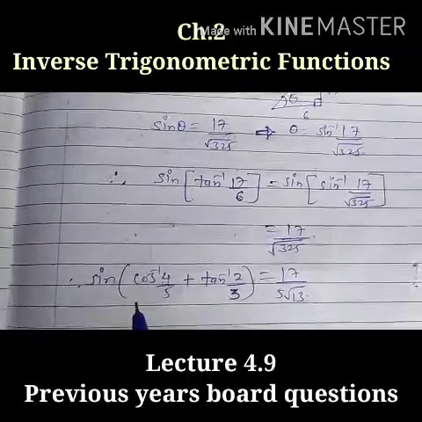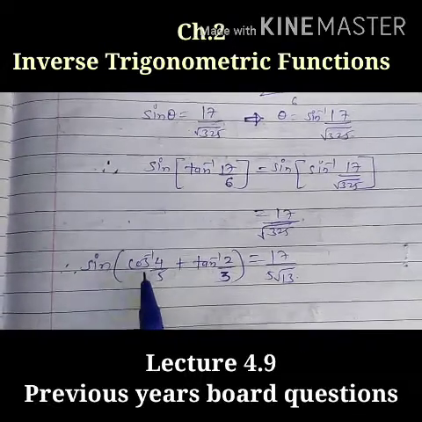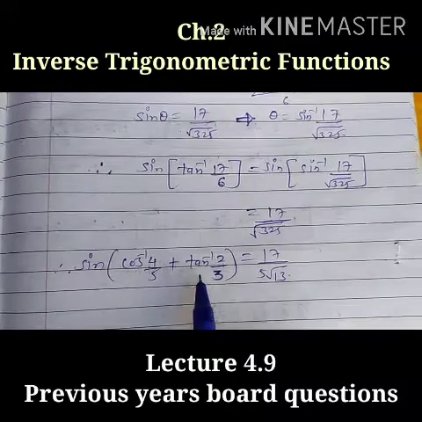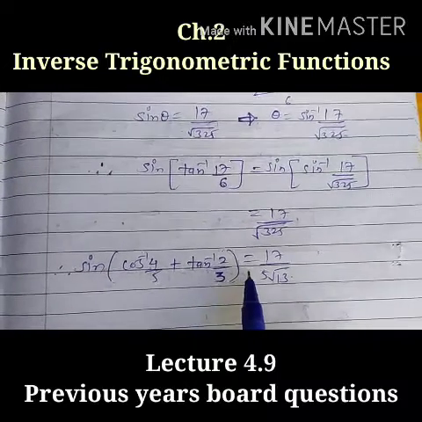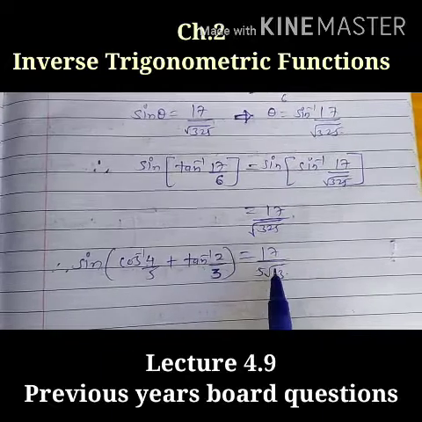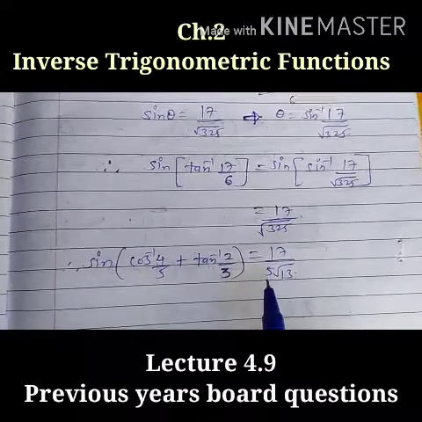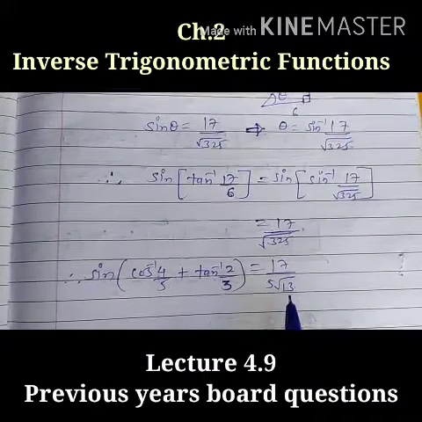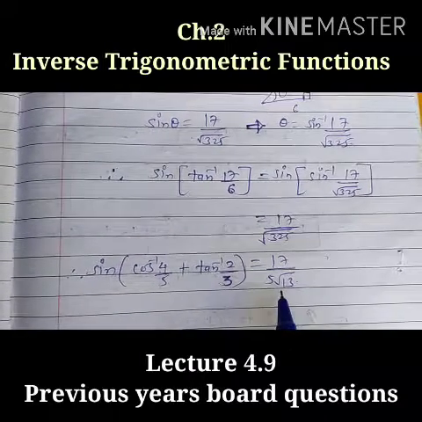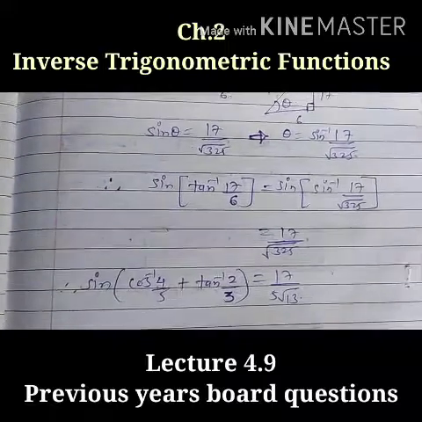Okay, so the value of sine of cos inverse of 4 by 5 plus tan inverse of 2 by 3, bracket complete, is equal to 17 upon 5 root 13. You can write the square root of 325 as 5 root 13, as it is a multiplication of 25 into 13. Okay, any doubt in this?